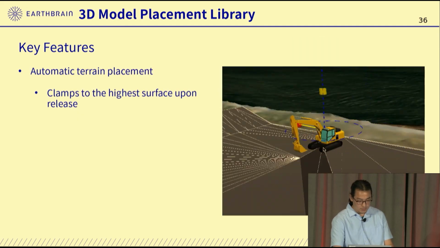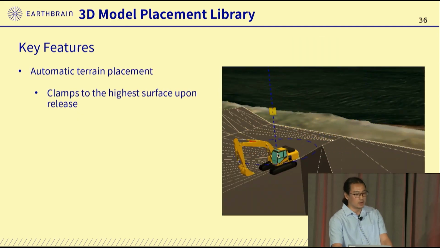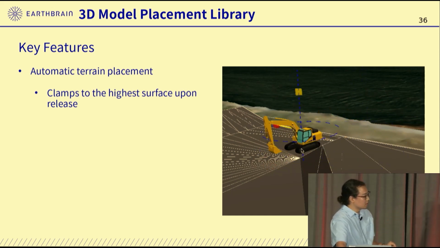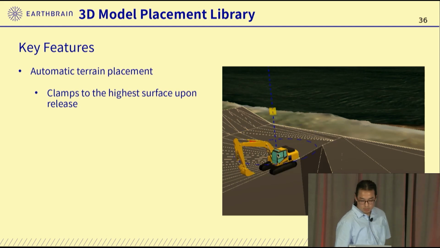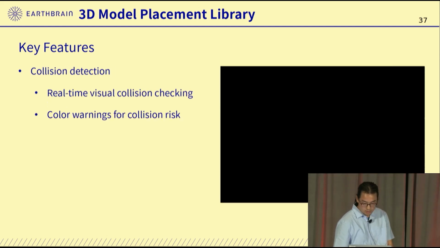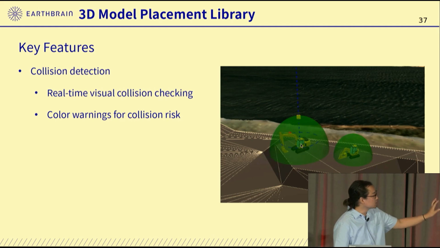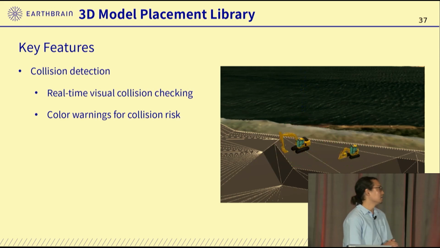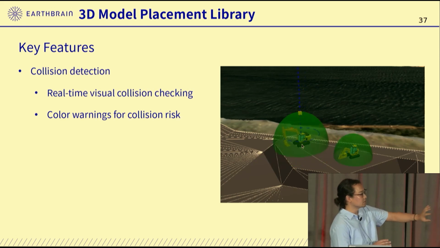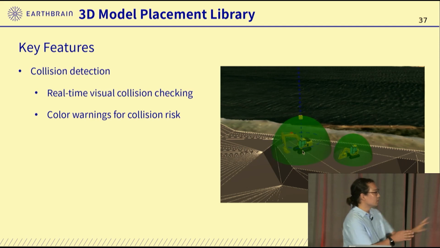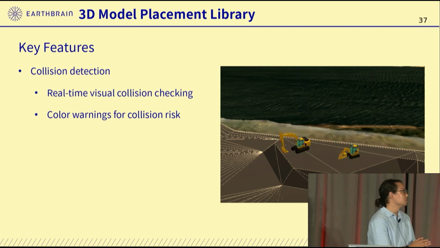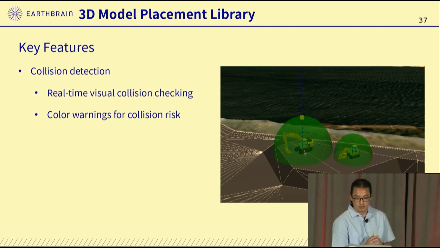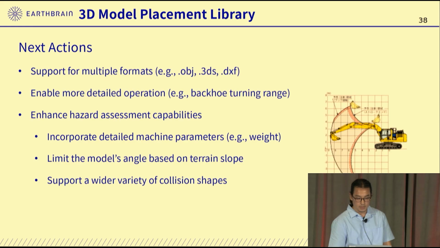Next is automatic terrain placement. When the mouse hovers over the terrain, the model is clamped to the surface with automatic surface detection. And finally, collision detection. A construction site needs safety, so we visualize what is dangerous or safe: green is safe, and red is danger. With real-time collision detection, we can work toward a safe construction site.